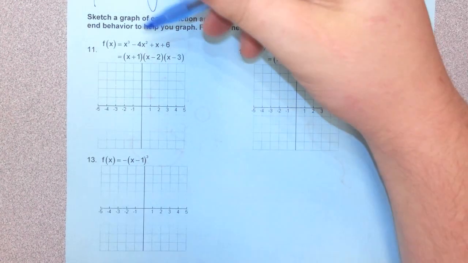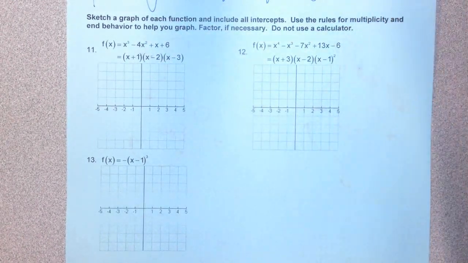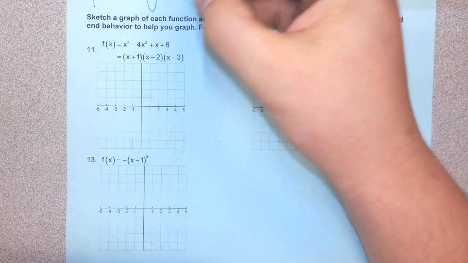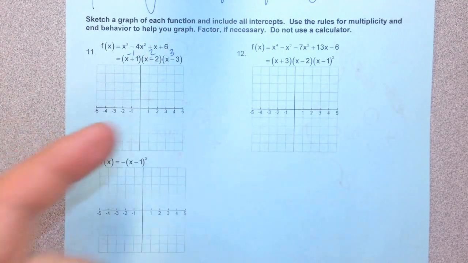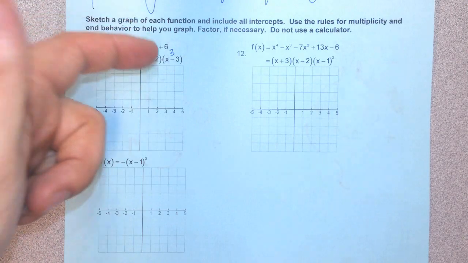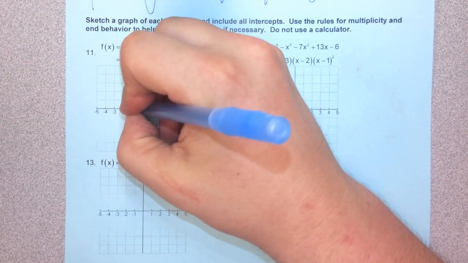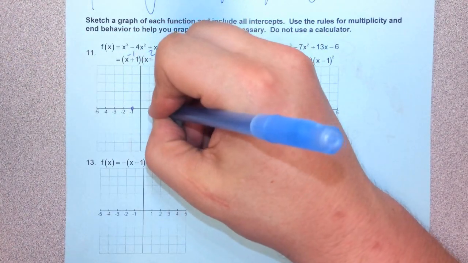Easiest thing I can start with when these are already factored like this is that you can find the zeros. My zeros are going to be -1, 2, and 3. So setting each one of those equal to 0 would give me -1, 2, and 3. So those are my 3 places where we're going to run into the x-axis.